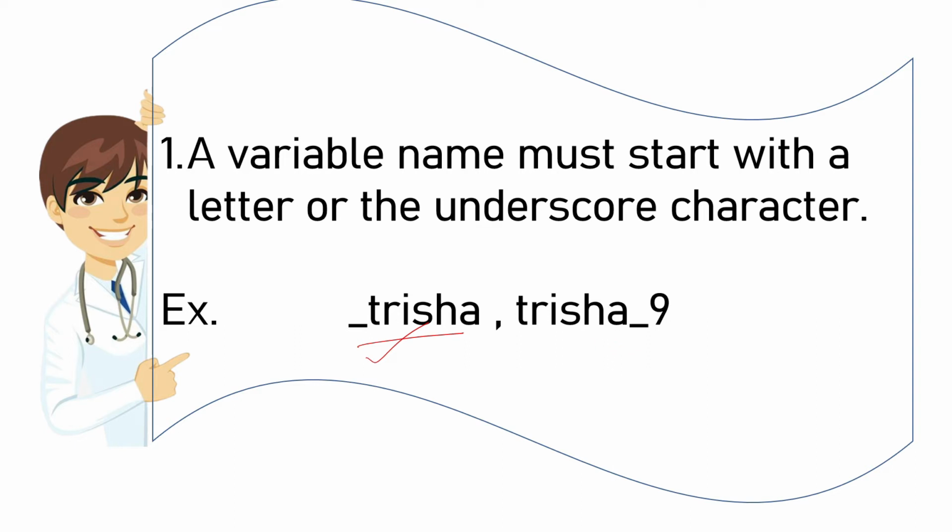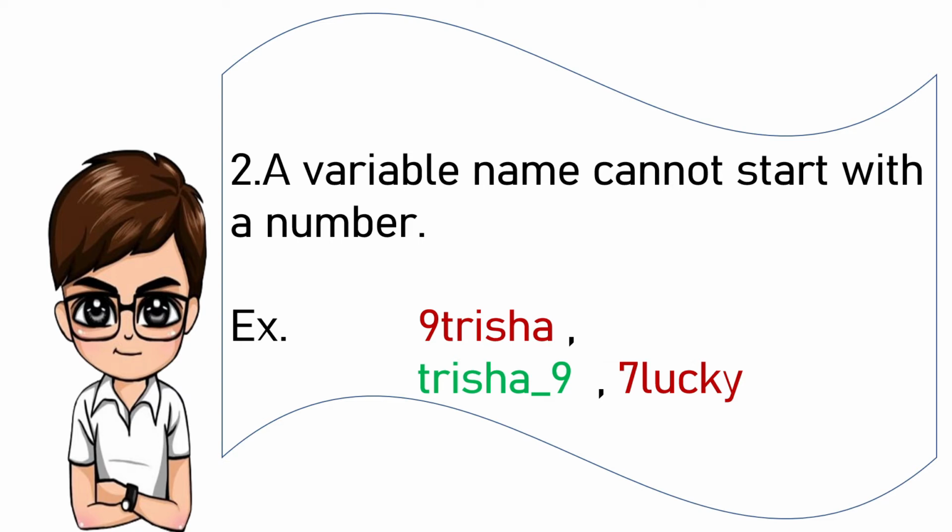The most important condition is that a variable name must start with a letter. So here in Trisha_9, the T is a letter. And next is the underscore character. So we can start our variable name with an underscore character. Here this is the underscore character, _Trisha. So both of these are examples of valid variable names.